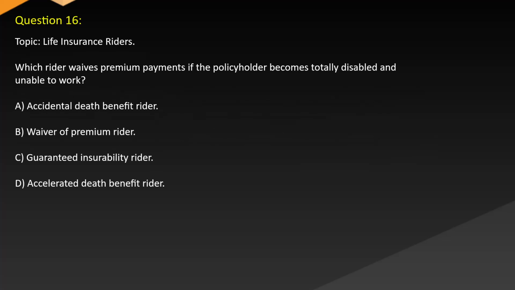Question 16. Topic: Life insurance riders. Which rider waives premium payments if the policyholder becomes totally disabled and unable to work? A. Accidental death benefit rider. B. Waiver of premium rider. C. Guaranteed insurability rider. D. Accelerated death benefit rider.